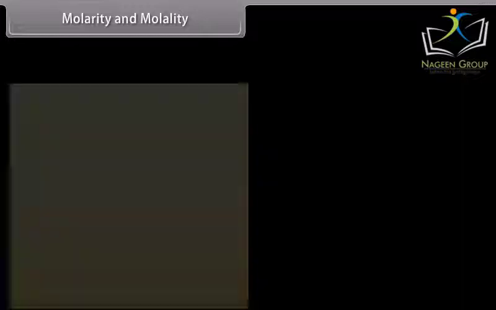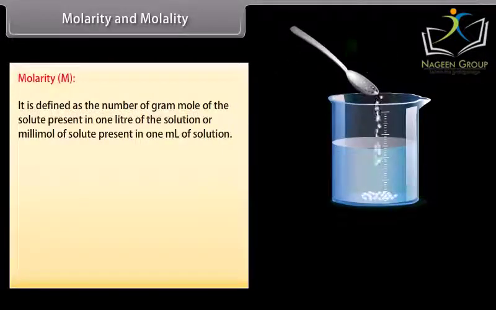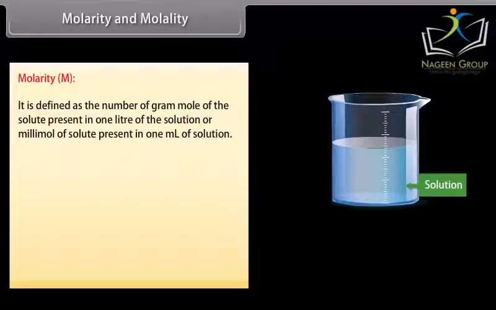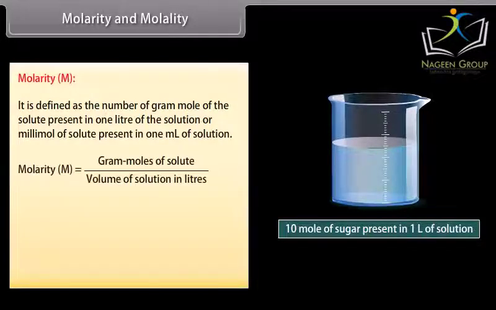Molarity and Molality. Molarity. It is defined as the number of gram mole of the solute present in 1 liter of solution or millimole of solute present in 1 ml of solution. It is represented by M.